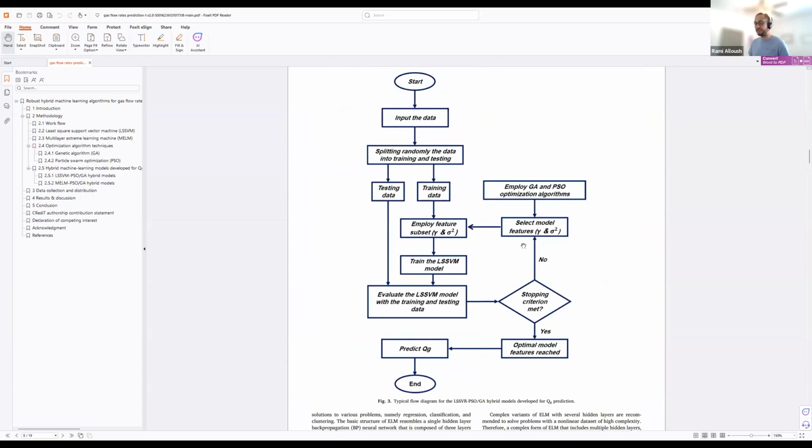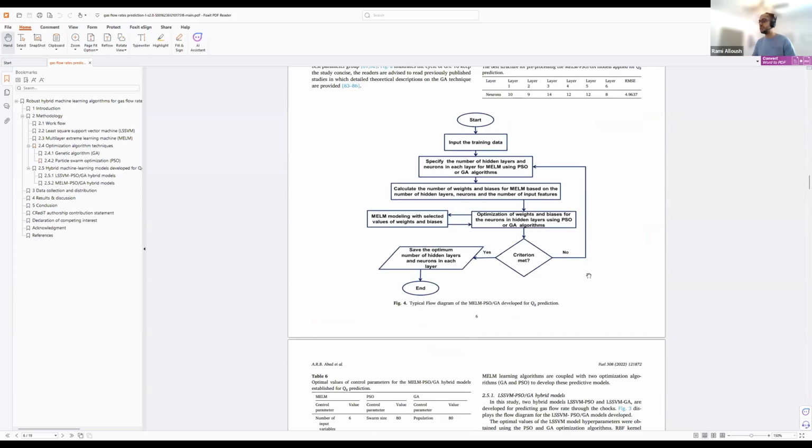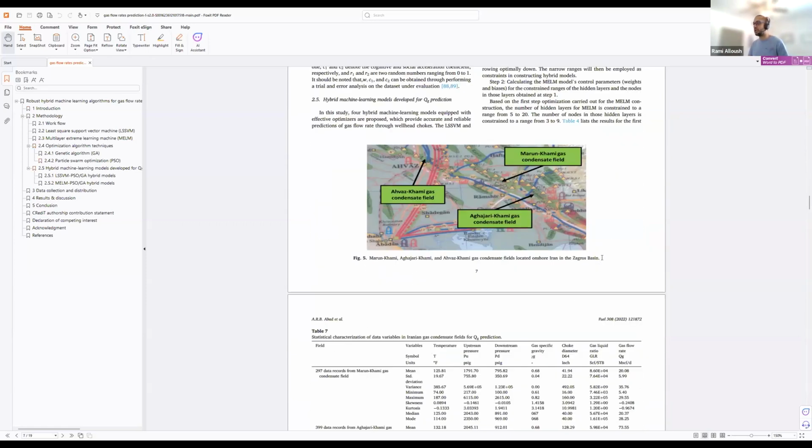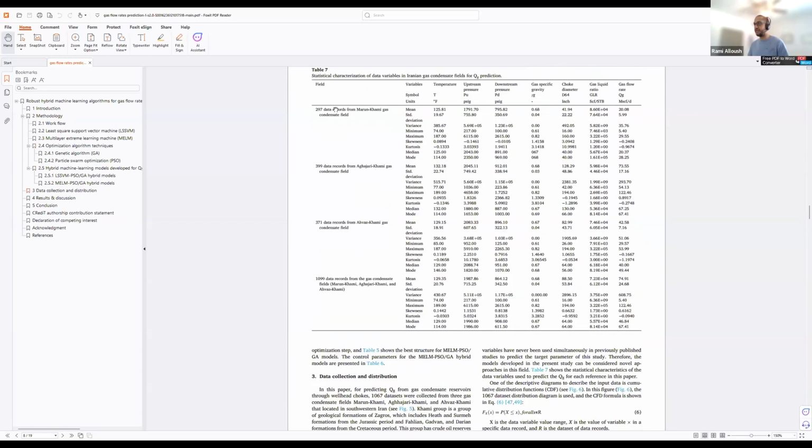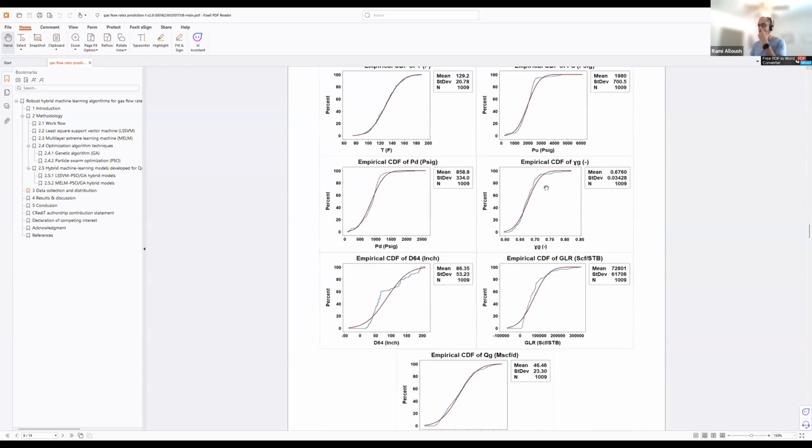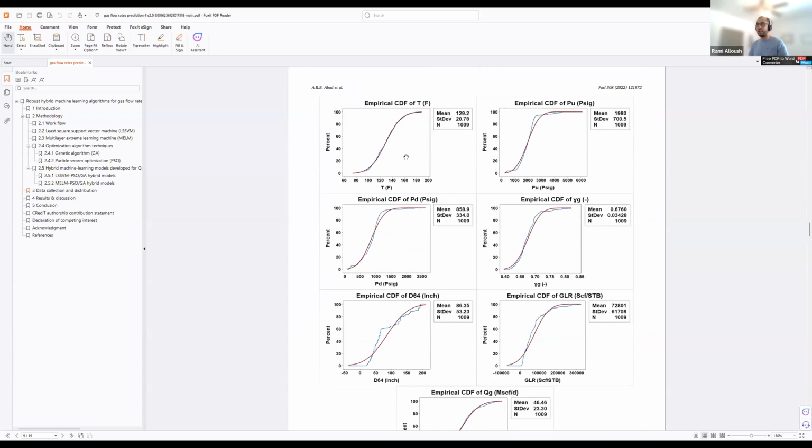Again, this is very similar to what we discussed today. Input data, sort the data, classify between training and testing. If it works, otherwise go back. The same structure with different methodologies, and then they have their data points and where they're coming from, and the summary of their data points, the temperature range, the different fields they got the data from, and then their actual prediction, the empirical CDF in terms of the temperature.